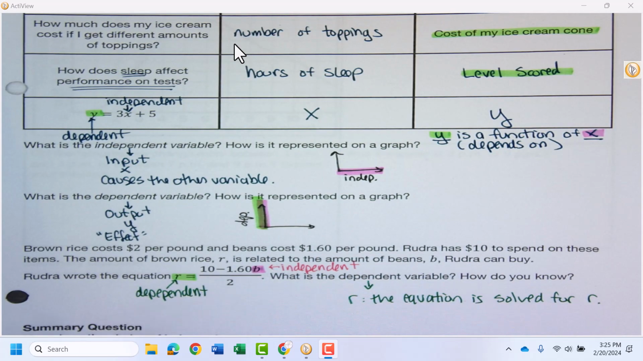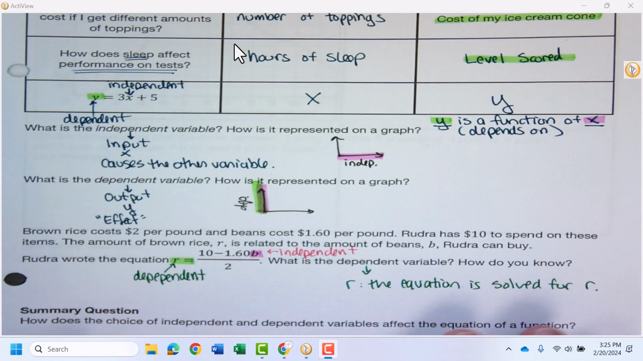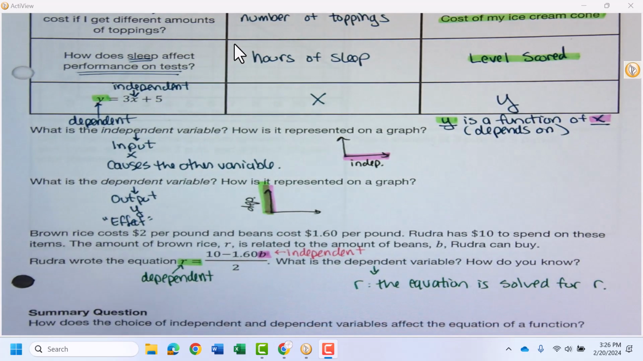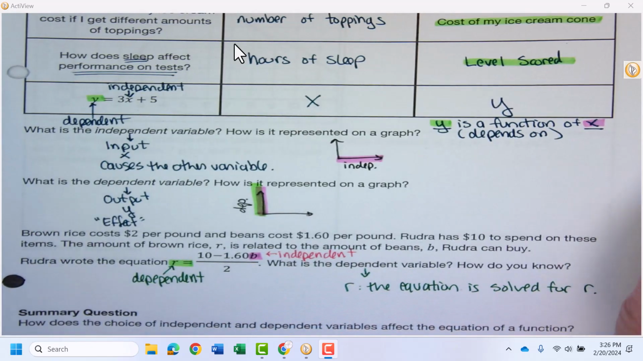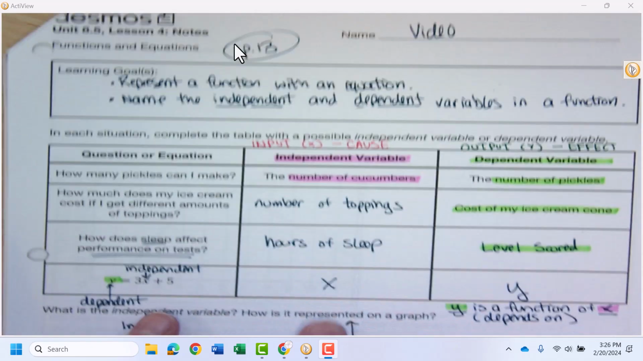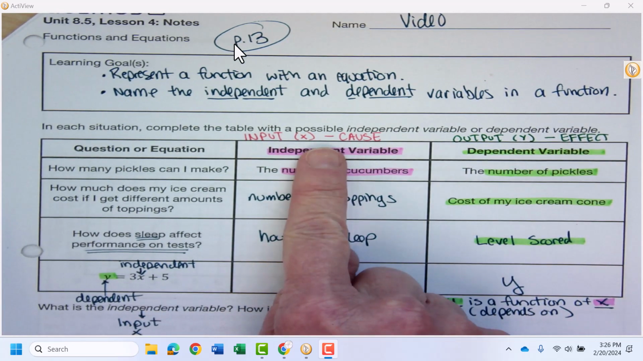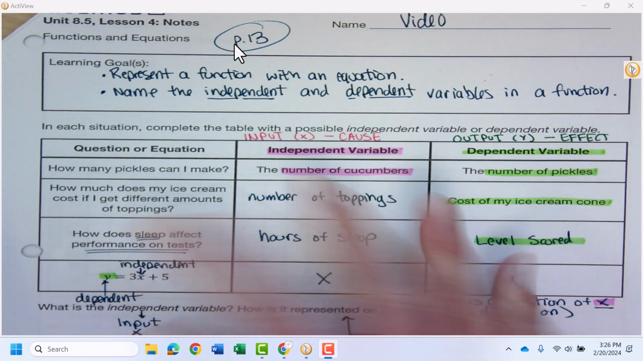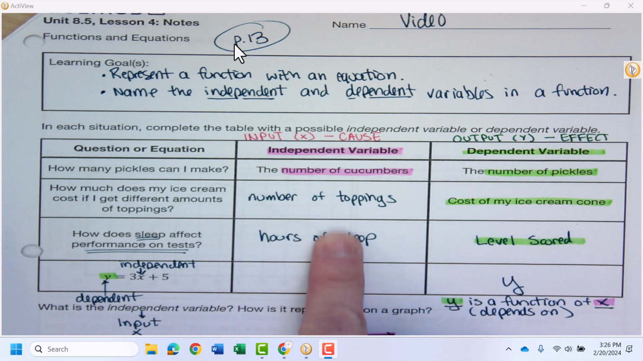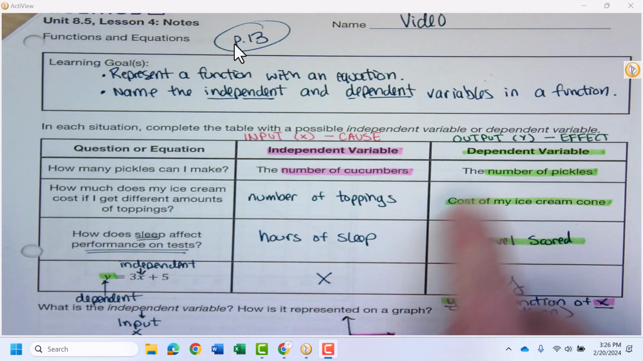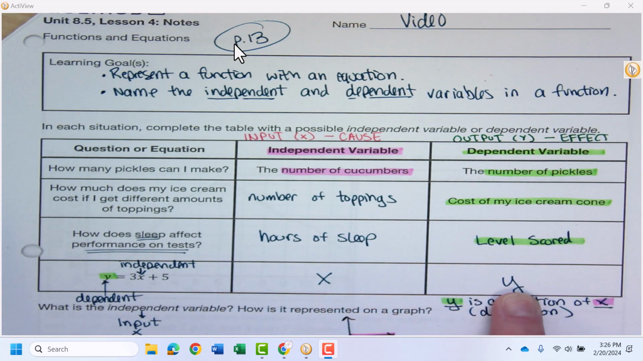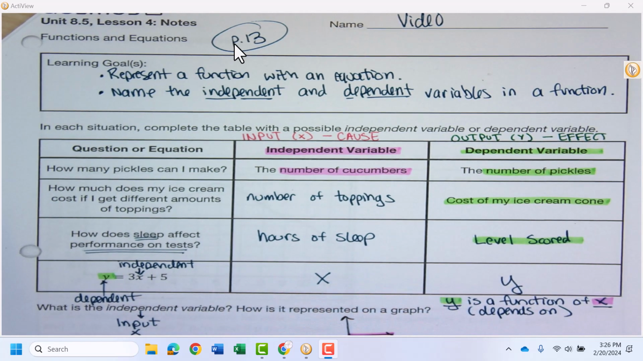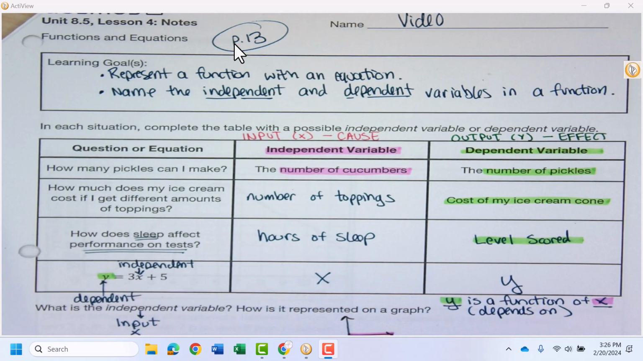We're going to bypass this summary question at the bottom for today. I think what we've got so far gives us enough information. Probably the most important part of what we need to say here is in this table. The independent variable is the cause, the dependent variable is the effect, and in an equation, equations are solved for the dependent variable. All right, good luck on the homework tonight. It's a lot of information to process.